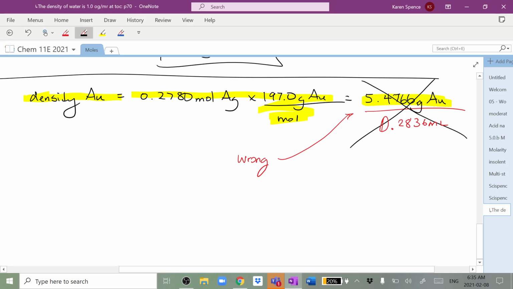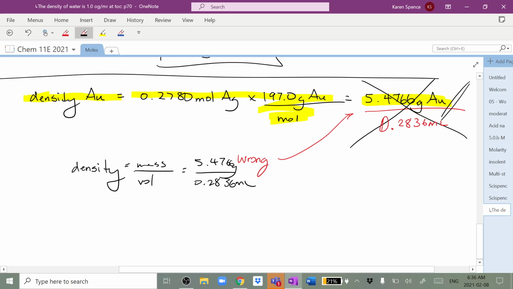You would have to do the division on a separate line and then say the density is equal to the mass over the volume equals 5.4766 grams over 0.2836 milliliters. You would have to do that on a separate line after you finished right there.